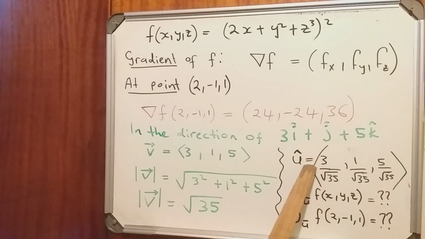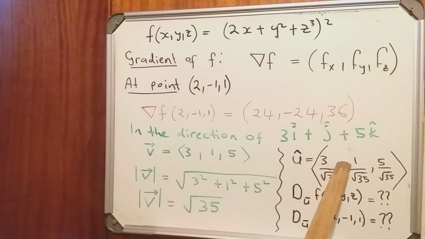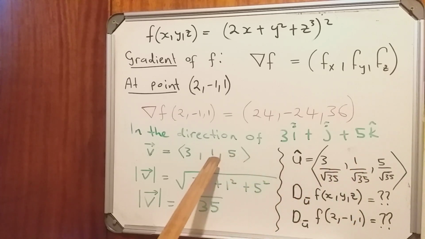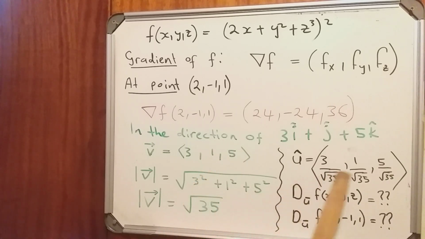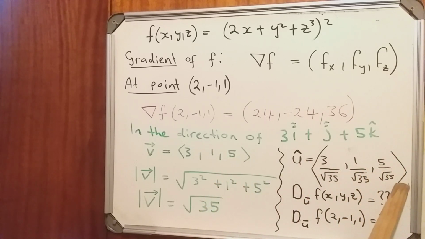So how do we find this unit vector? Simply 3 over the magnitude. That will be the x component of the unit vector. The y component of the unit vector is simply 1 over the magnitude, which is 1 over root 35. Then the z component of the unit vector is simply 5 over root 35.